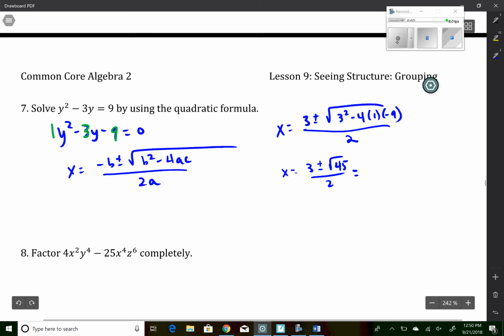And we're going to simplify the radical. I know we didn't really do too much of this in 9th grade math, but it is something we did in geometry. So I have 3 plus or minus 3 square roots of 5 over 2. Honestly, I'm happy if you got this far.